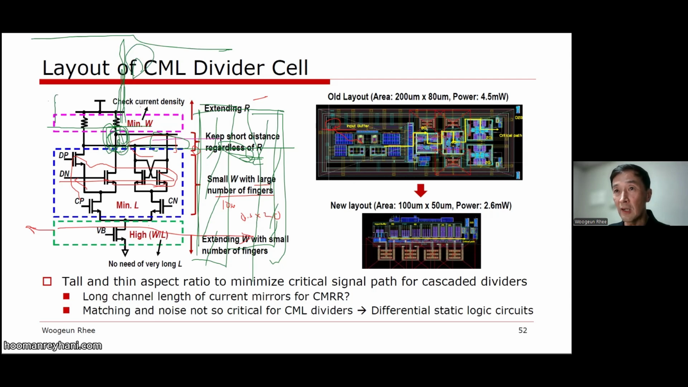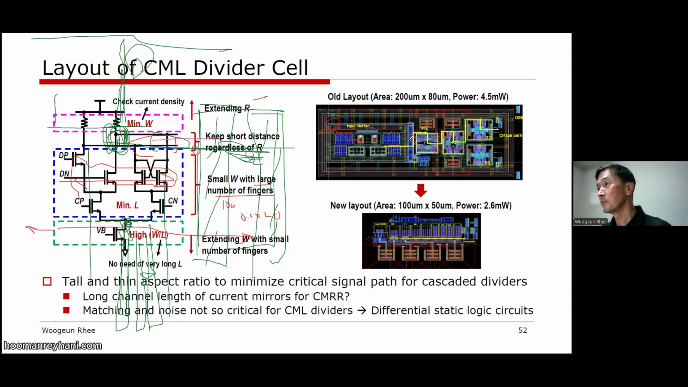You must minimize this area, and then the bias. You can use a large W, that is okay. So do not use the minimum W, because for the bias, even a long W doesn't matter for the speed. So this capacitance is not critical. You can use a long W because L is already high, so try to match the total width. Then you can have a tall and thin cell, cascade it, and minimize the critical line.